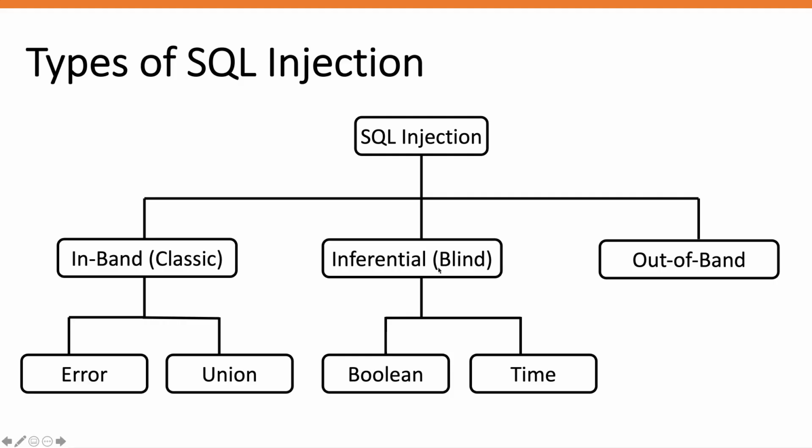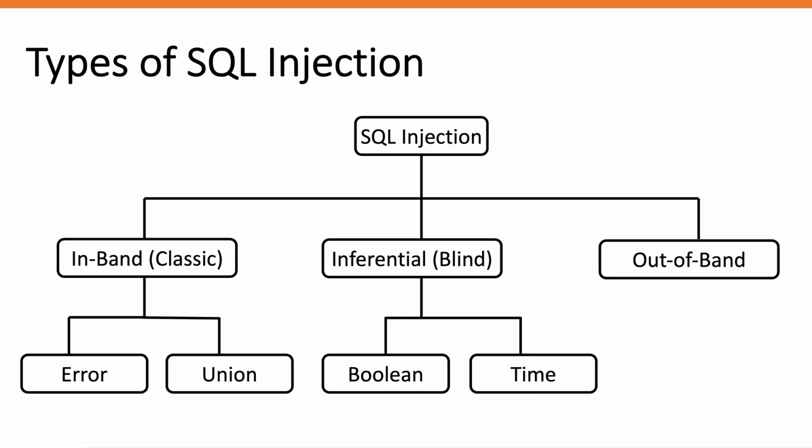The next category is inferential, also known as blind SQL injection. In this type of vulnerability, there's no actual transfer of data via the web application, so you don't see the results in the application itself. Instead, you're stuck asking the application true or false questions, which is what Boolean-based SQL injection is, or causing the database to pause for a specified period of time, which is time-based SQL injection, in order to determine if what you're asking the application is correct or not.